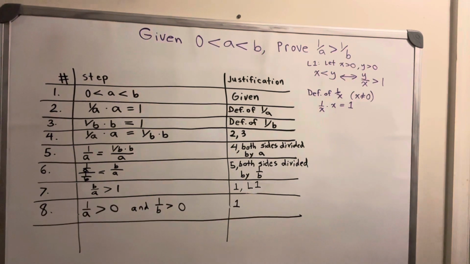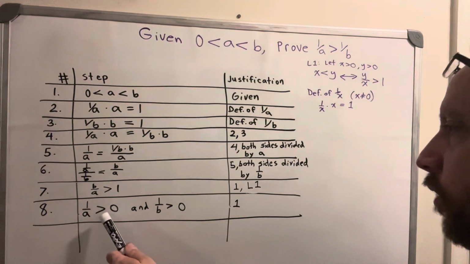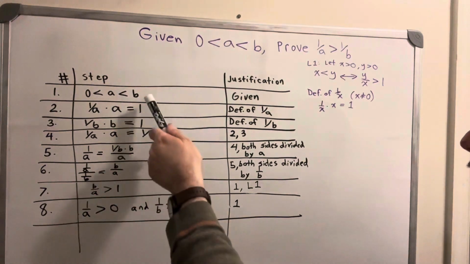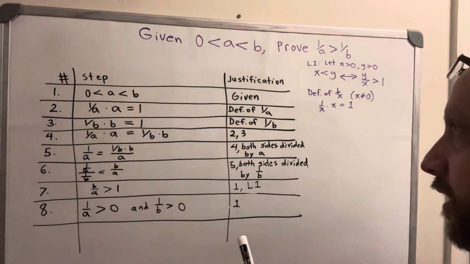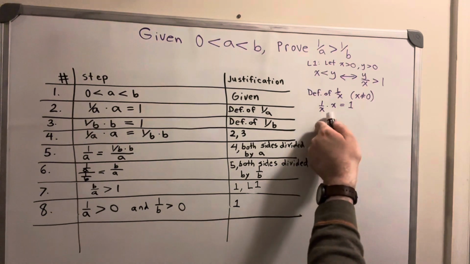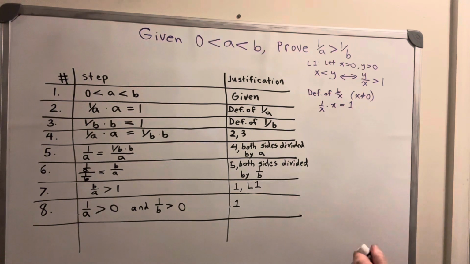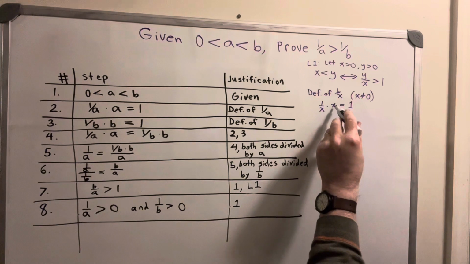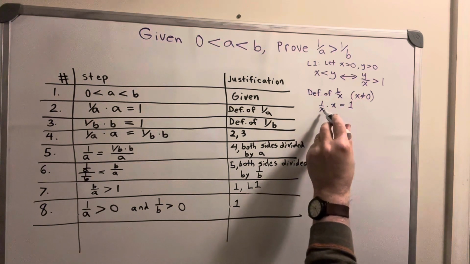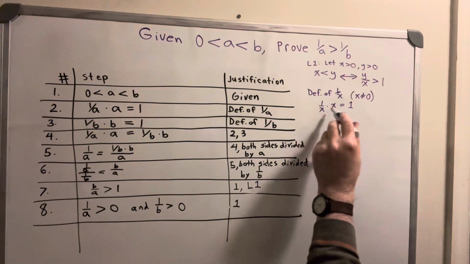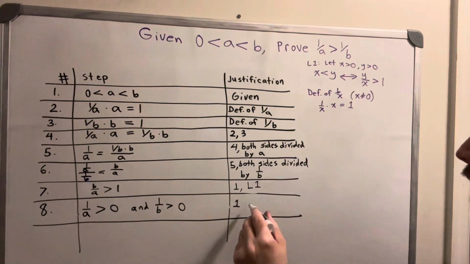And on line 8, I'm stating that 1 over A is greater than 0 and 1 over B is greater than 0 because right here we said that A and B are both greater than 0. And as you can see, that goes with the definition of the reciprocal. If x is greater than 0, then 1 over x must be greater than 0 because a positive times a negative number cannot equal 1.